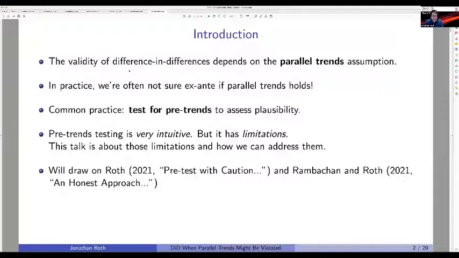And so this pre-trends testing is very intuitive, but a body of recent work has shown that it also has several important limitations. What I want to talk to you about today is what those limitations are, first of all, and then what we can do to address them and think a little bit more about how plausible the parallel trends assumption is and how much violations of it would bias our results.